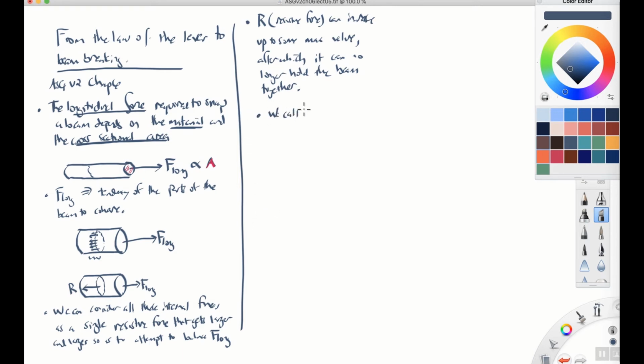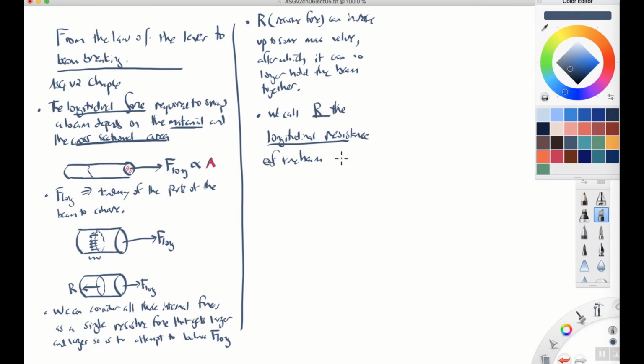And Galileo calls this, they call R the longitudinal resistance. My tablet froze up, gotta wait a minute. We call R the longitudinal resistance of the beam. Okay, I hope that makes sense. R is the longitudinal resistance of the beam.